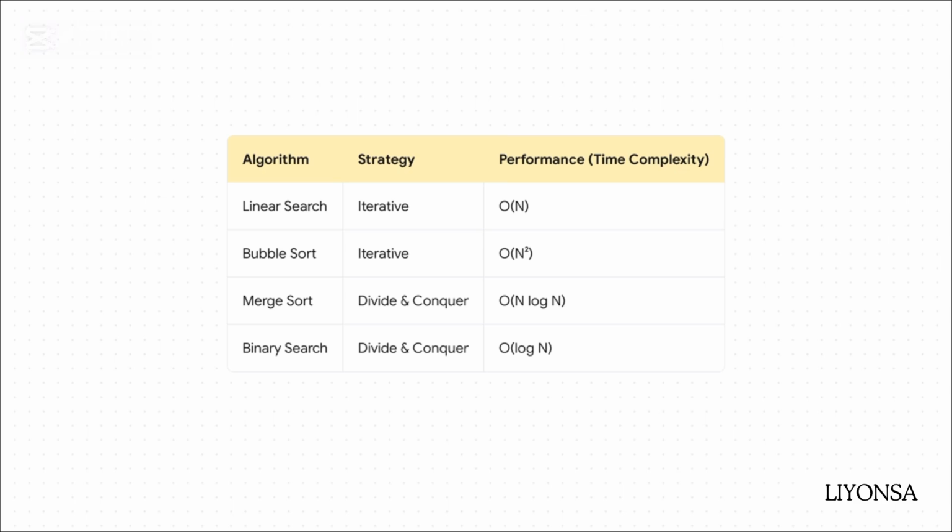A very slow one, like bubble sort, which is O of n squared, doesn't just get twice as slow when the list is twice as long, it gets 4 times slower. It gets out of hand really, really fast. But a super fast O of log n algorithm like binary search, it barely even notices when the list gets huge. And when you're dealing with billions of items, that is a complete game changer.